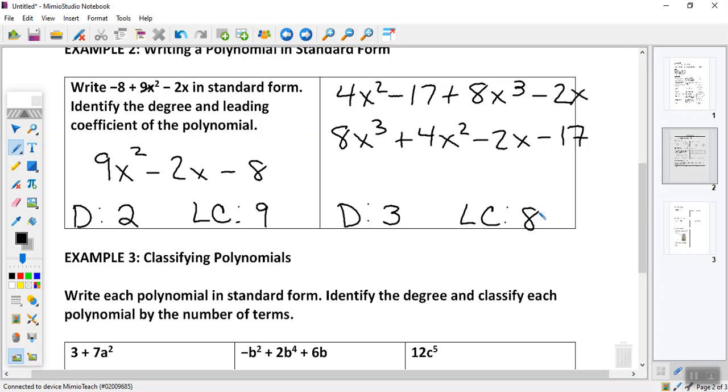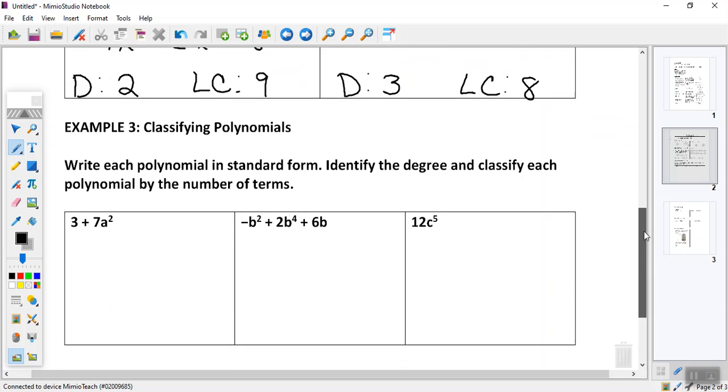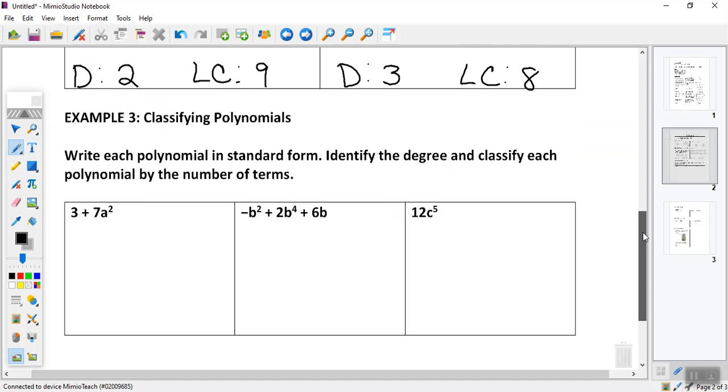So if I say, hey, can you put a polynomial in standard form, identify its degree and leading coefficient, are we feeling pretty okay about that? So far, pretty easy, right? Okay, well, let's get to the heart of the matter here. Let's start talking about classifying polynomials and then do what we really need to do in example number 4.